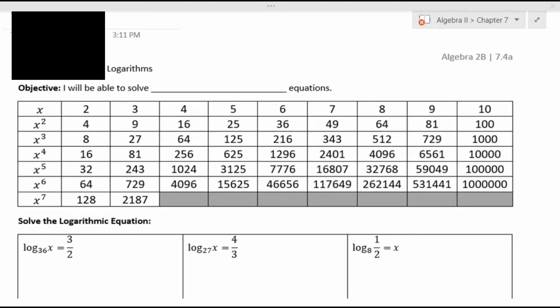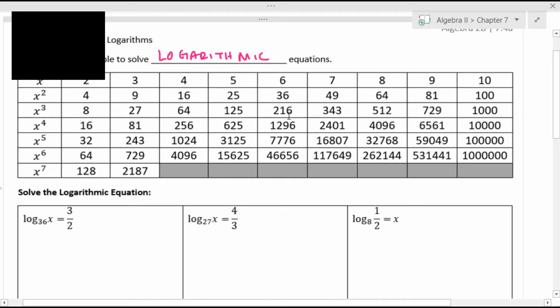I'm coming at you from Quarantine 2020, and we're going to solve logarithmic equations. So I will be able to solve logarithmic equations. Okay, so I know there's a little black box, but it shouldn't really get in the way. I gave you this chart on your note taker if you printed it out. If not, you could just use a calculator, but we've used this chart a lot, so it's just the powers.